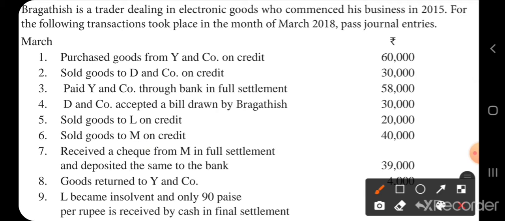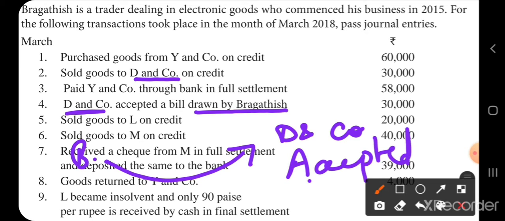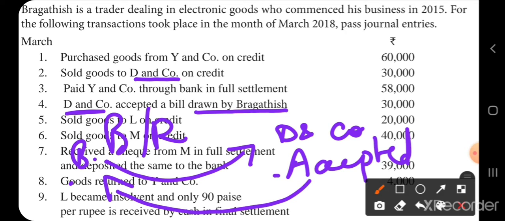D and company accepted a bill drawn by Bragadish. Now, Bragadish has sold goods to D and company on credit. Okay, now D and company has accepted the bill drawn by Bragadish. So who has drawn the bill? Bragadish. Bragadish has drawn a bill and he has sent it to his customer D and company, and D and company has written the word accepted on the bill and he has sent it back to Bragadish. Now for Bragadish, this bill is a bills receivable. He has to receive the money from D and company. For Bragadish it is bills receivable.